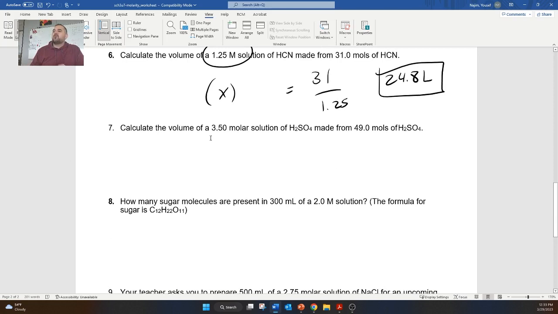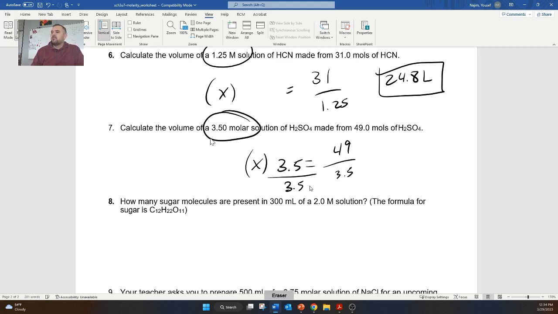Calculate the volume of a 3.5 molar solution of H2SO4 made from 49 moles of H2SO4. So we have a 3.5 molar solution, which means that's going to be our molarity. So 3.5 goes here. And then that's going to be equal to 49 over X. So we're going to solve this just like we did the last one. Multiply both sides by X. This goes away. And then divide both sides by 3.5. This goes away. And then what's our answer here? 14 liters.